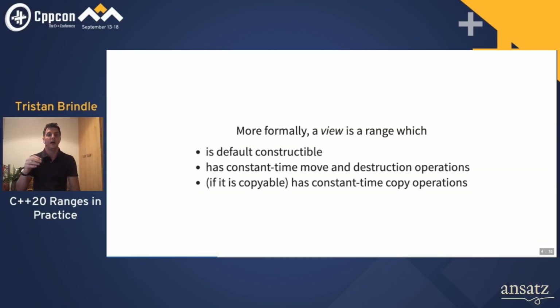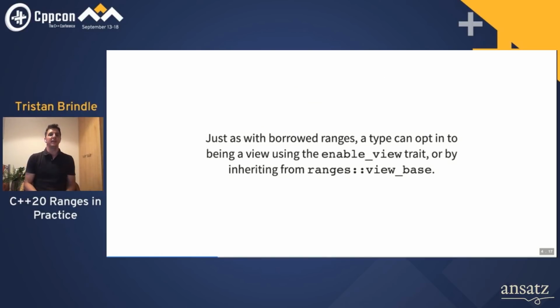Unfortunately, the compiler cannot work out for us whether copy constructors, assignment operators, etc., have constant time complexity or not, right? Kind of beyond the ability of compilers to do. So we have to opt in to being a view, just as we have to opt into being a borrowed range. And just as with borrowed range, there is a trait enable view that we can use to do this.